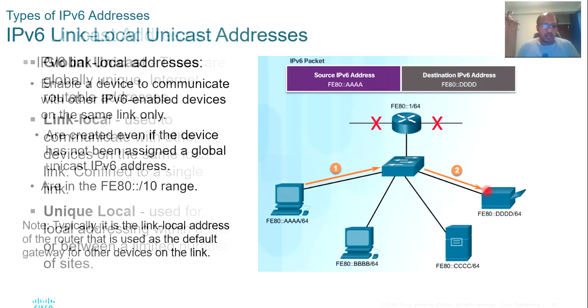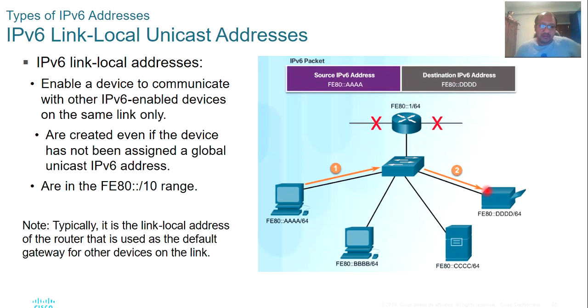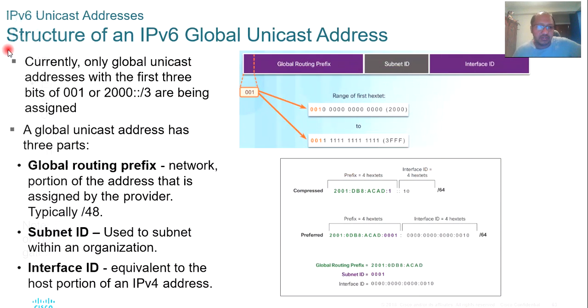Now this is the IP version 6 link local unicast address. As you can see, this device can send traffic to this device or this device or this device, but it can't cross this network interface and reach the other interface of the router. Its range is FE80::/10.